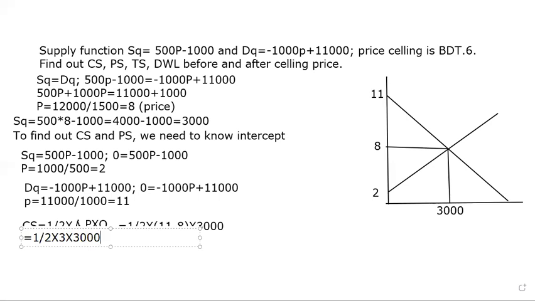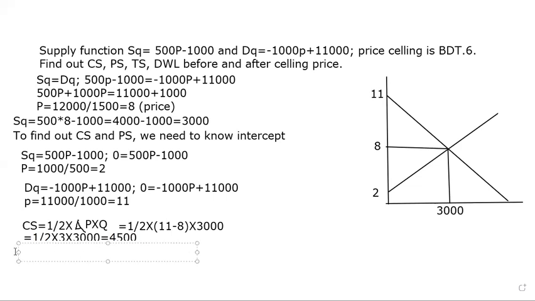So now we'll have 4,500 as the consumer surplus, because if we multiply all this, 1 by 2, half, multiplied by 3, multiplied by 3000, half of 3000 is 1500, and multiplied by 3 will be 4,500. This is the consumer surplus.